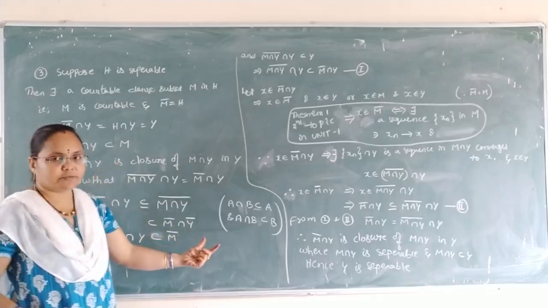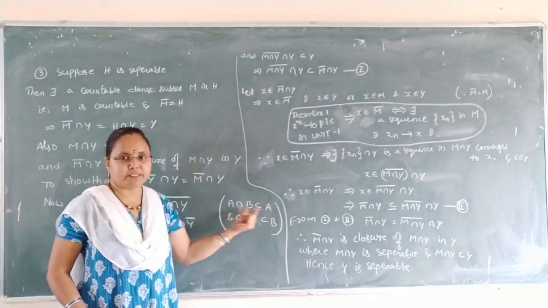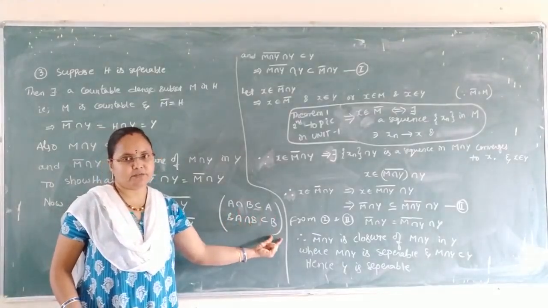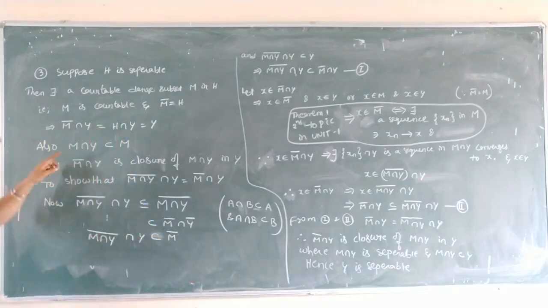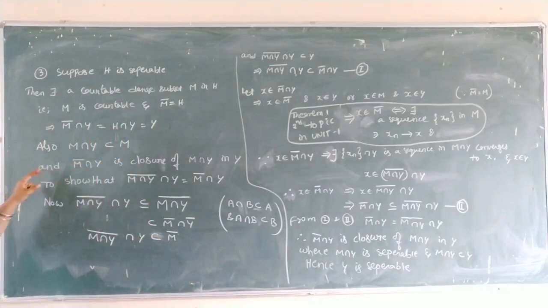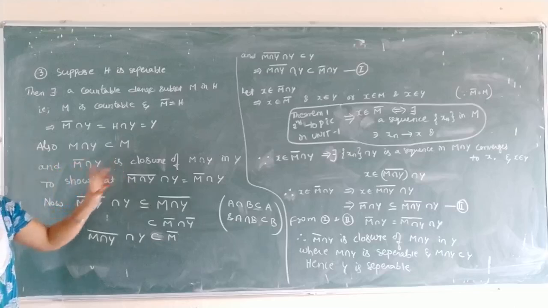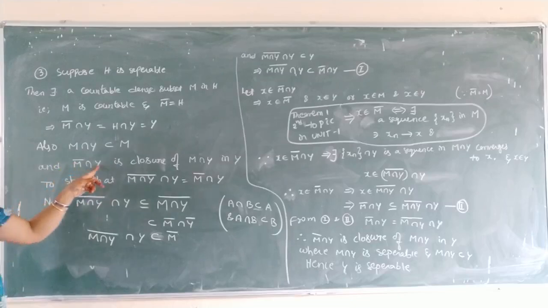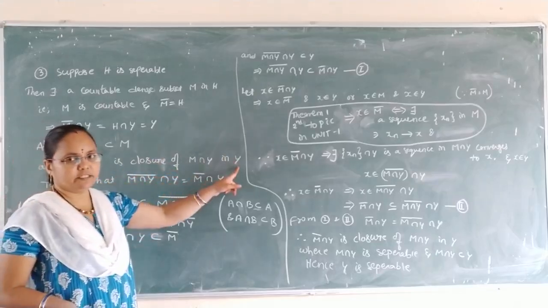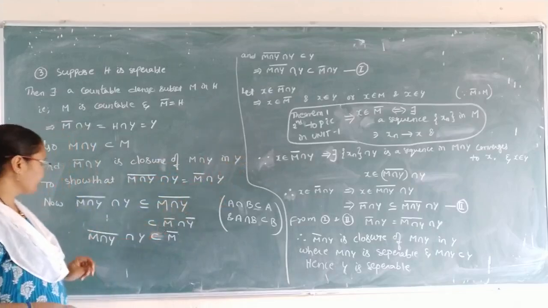See these conditions. A intersection B is always a subset of A, and A intersection B is always a subset of B. Same thing, M intersection Y is a subset of M. Also M bar intersection, here M intersection Y whole bar we are taking. Y is closed so that Y bar is equal to Y. Then M bar intersection Y is the closure of M intersection Y in the set Y.